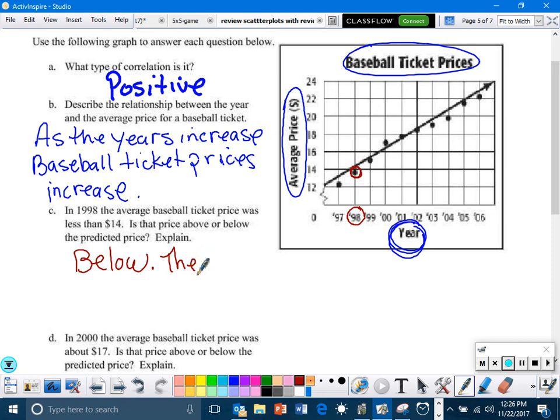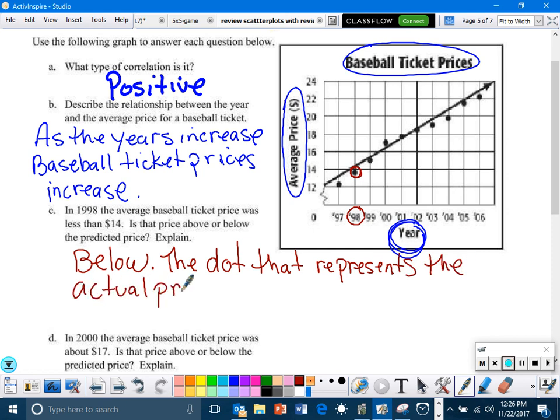Okay, so why? Explain. The dot that represents the actual price is below the line.